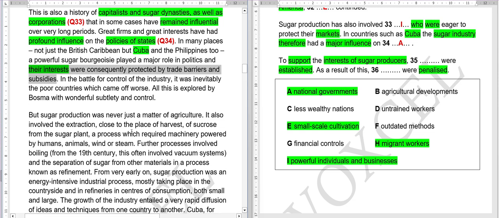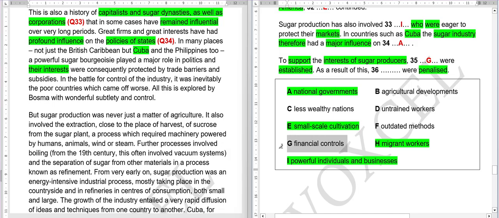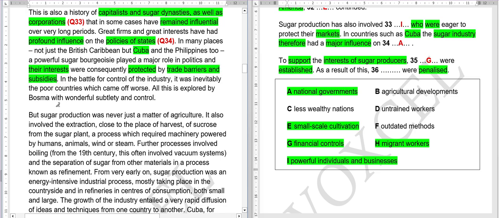Okay, time's up. So the answer to question 35 is option G, financial controls. I hope you figured out this particular option. How did we arrive at this? Because they're saying here, to support their interest. If you want to support someone, obviously you are trying to protect them, and to protect them, what they did was implement trade barriers and subsidies. So obviously they have some kind of financial control over that, like you cannot do this, if you want to do this you need this kind of money, if you don't do this you will have to follow this particular thing.